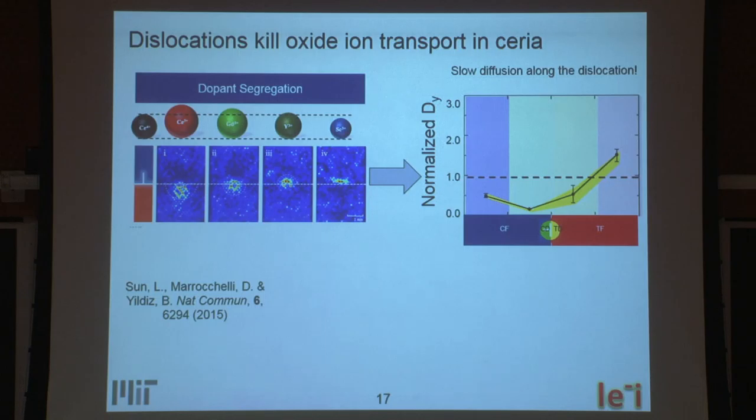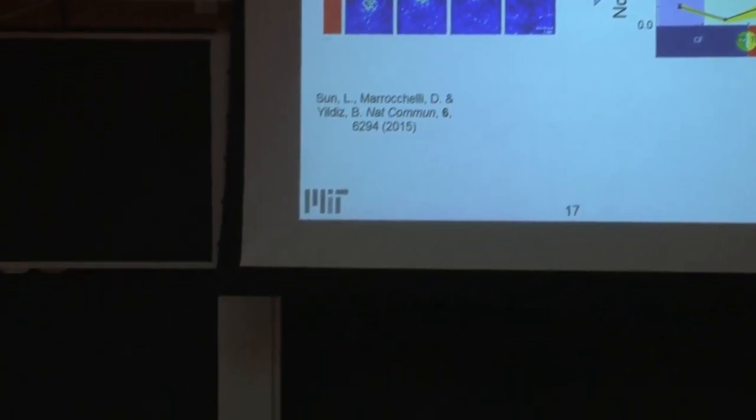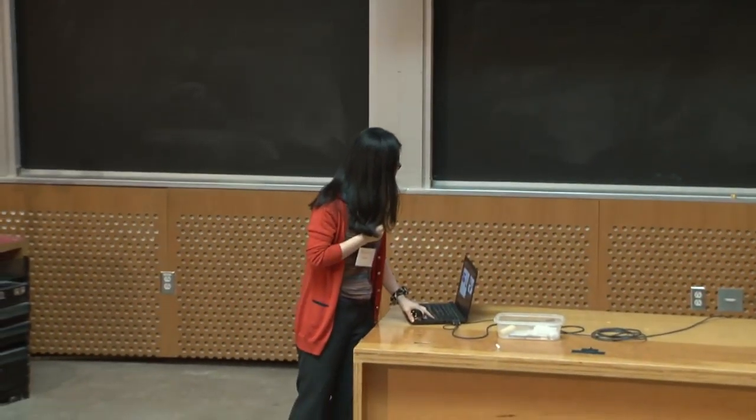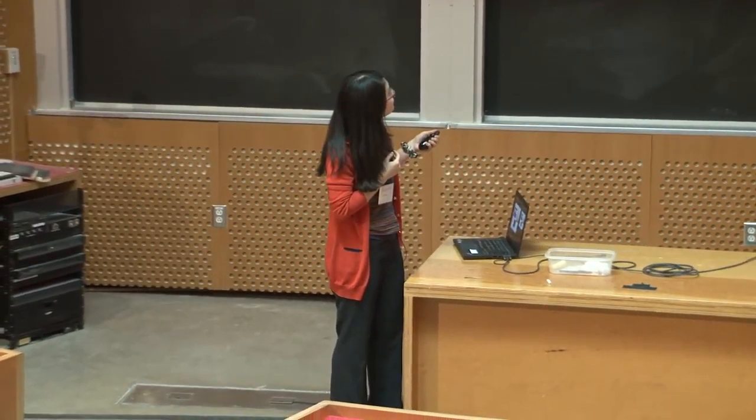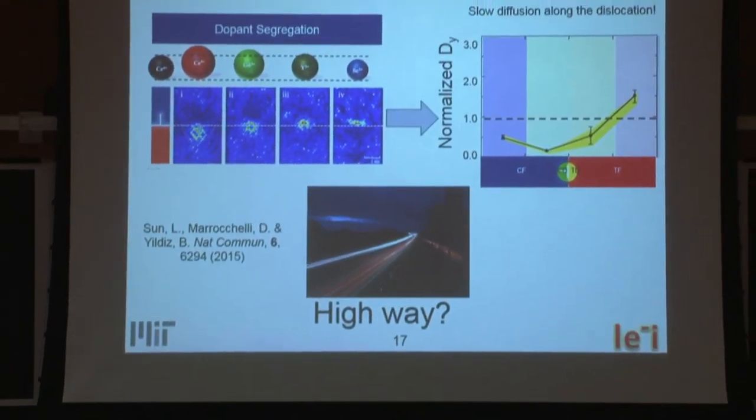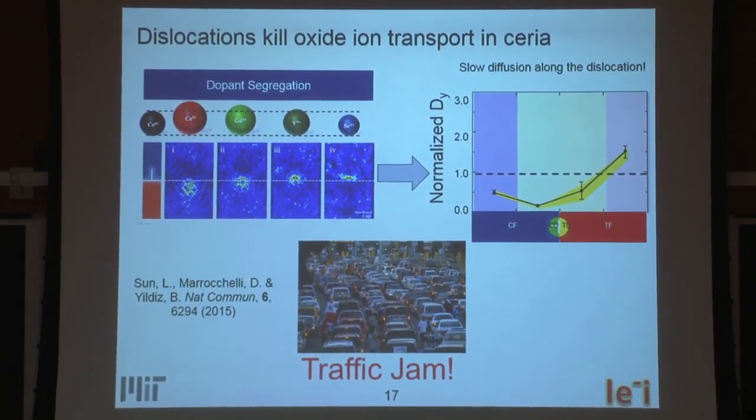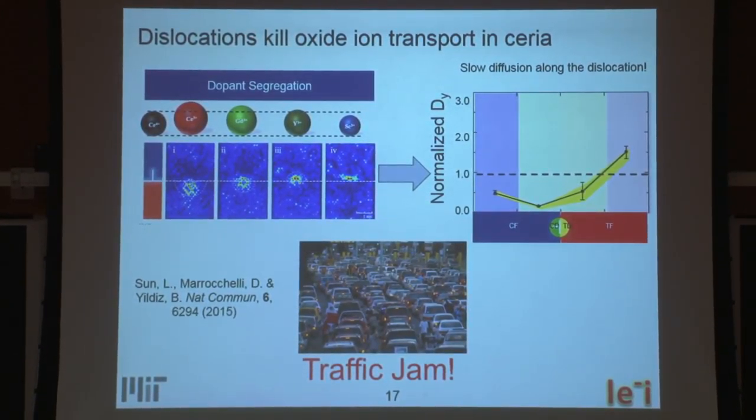If people want to enhance the ionic conductivity of this material for solid oxide fuel cells, we suggest they try to avoid dislocations, try to annihilate dislocations in their samples. Strain engineering, using elastic strain, will be a much better choice. So in the end, an analogy: some people say dislocation is a highway for mass transport. In ceria, we only see traffic jams. Okay.